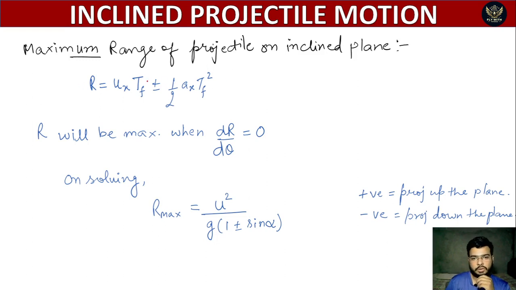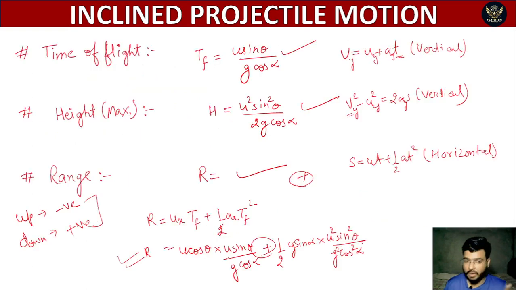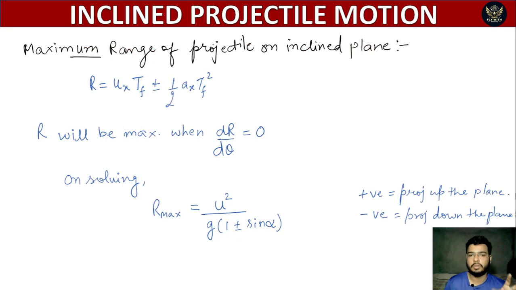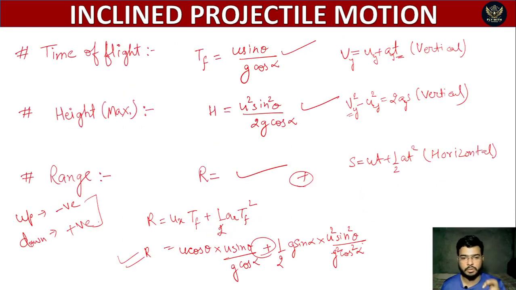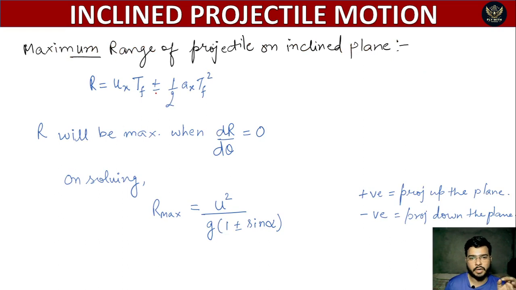For the up direction this one is positive, for the down direction this one is negative. I think I have taken it opposite. Yes, up is negative and down is positive. So this is the formula for range for both the cases: R is equal to u tf plus minus 1 by 2 a tf squared. So the up and down cases are both included.